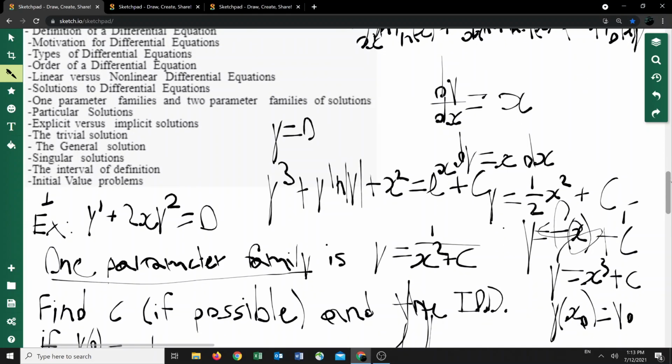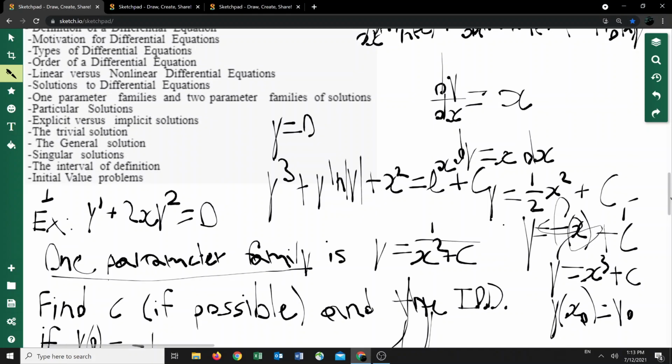Interval of definition. Well, it's kind of abstract, but it's essentially the largest interval on which the function, for now, let's just assume the function can be defined explicitly, the function y equals y of x, is defined.